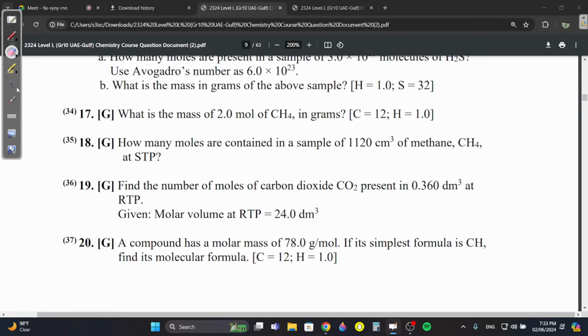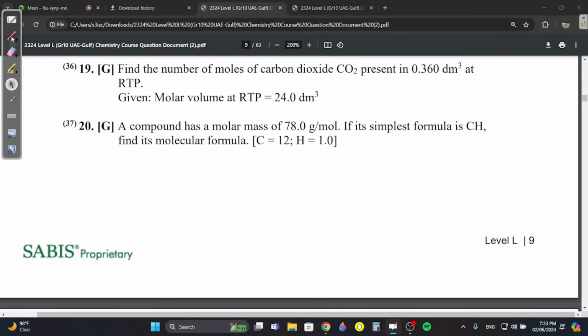Okay, question 20. A compound has a molar mass of 78. If its simplest formula is CH, find its molecular formula. Okay, this one's a bit tricky, but once you understand, it's very easy. If its simplest formula is CH, that means the original formula, let's call it CxHx. Let's call it that.